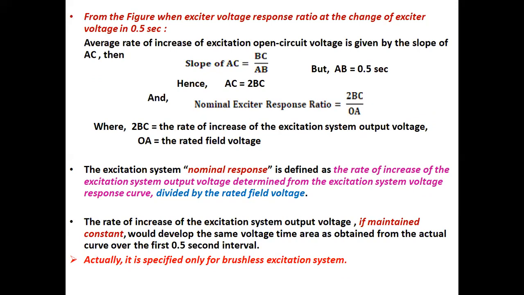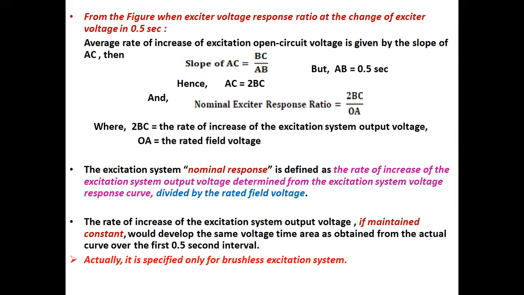then the average rate of increase of excitation open circuit voltage is given by the slope of AC. Then the slope of AC is equal to BC by AB, but AB equals 0.5 second. Hence, AC equals 2 BC. And the nominal exciter response ratio is 2 BC by OA, where 2 BC is the rate of increase of the excitation system output voltage, and OA is the rated field voltage.